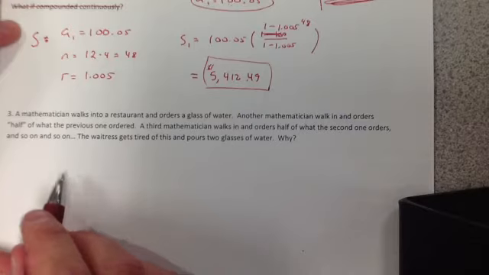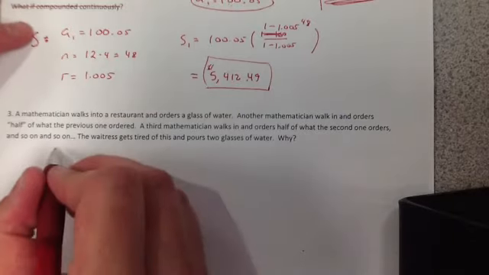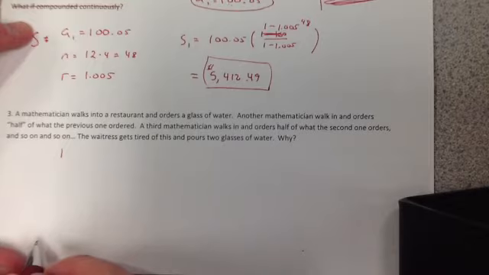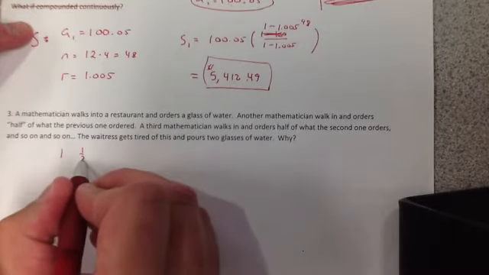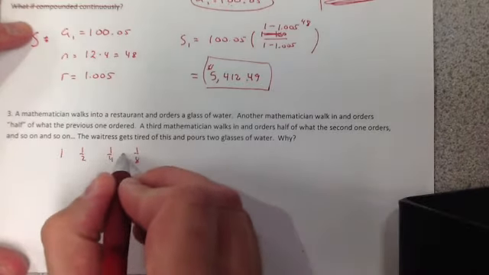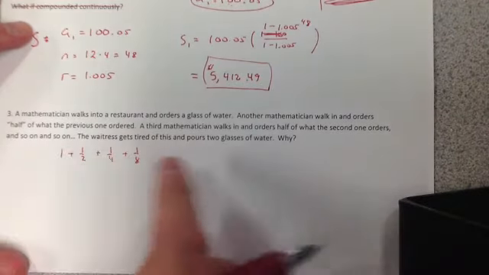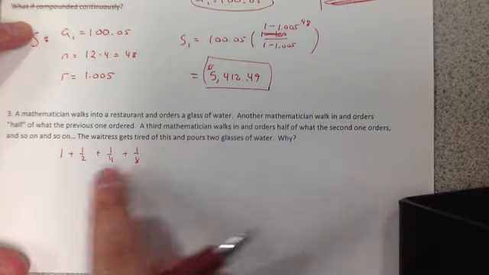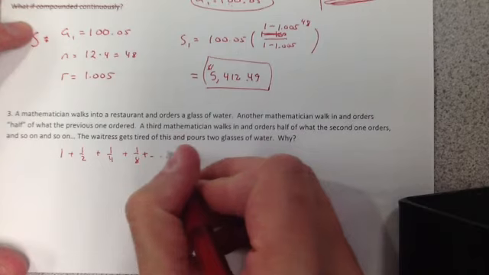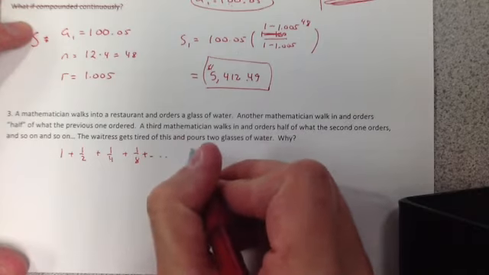Now, to answer this question, we have to take a look at the problem. The first mathematician walks in, he orders 1 glass of water. The second one walks in and orders half a glass. The third one would be 1/4 of a glass, and so on and so forth. So the question is, why does the waitress pour 2 glasses? Well, obviously she's adding them to infinity, right? So this is a series here.